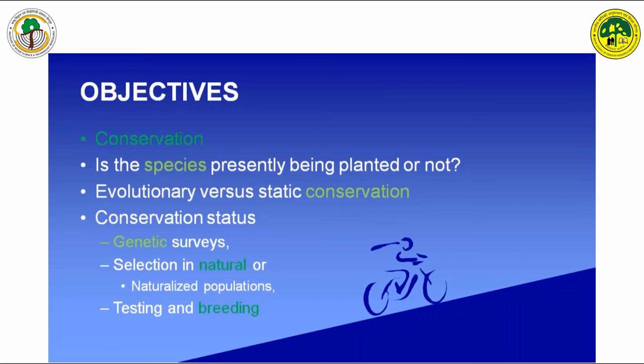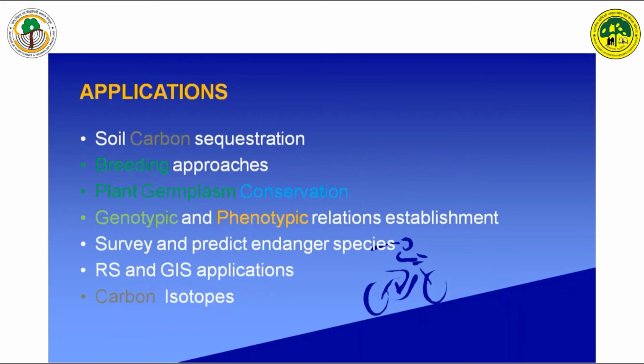So genetic survey also plays a very important role, and selection of natural or naturalized populations is also going to be done, along with testing and breeding. Breeding also, whether it is feasible with respect to agro-climatic zones, soil conditions, or forestry environmental conditions. Many more approaches are there with respect to breeding. Even breeding could happen by wind, water, and more. So in such situations, how we calculate these conservations is also one of the tasks.